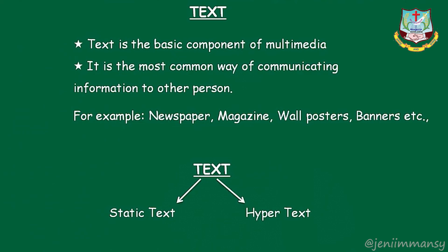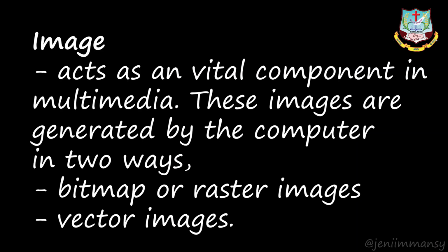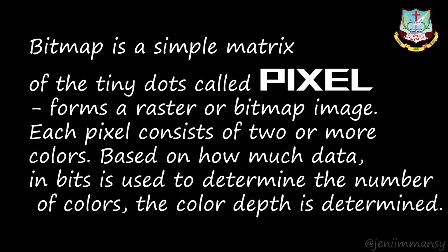And then image. Image acts as a vital component in multimedia. These images are generated by computer in two ways, bitmap or raster images and vector images. So you can put both the headings and you can write the definition for both headings here. Here you can write the definition for pixel also. Bitmap is a simple matrix of tiny dots called pixels. Each pixel consists of two or more colors, right? So you can write the definition for pixel, raster or bitmap image, and vector image.